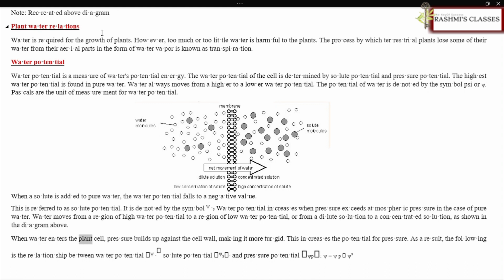When water enters the plant cell, pressure builds up against the cell wall, making it more turgid. This increases the pressure potential. As a result, the following is the relationship between water potential psi, solute potential psi s, and pressure potential psi p: psi equals psi p plus psi s.